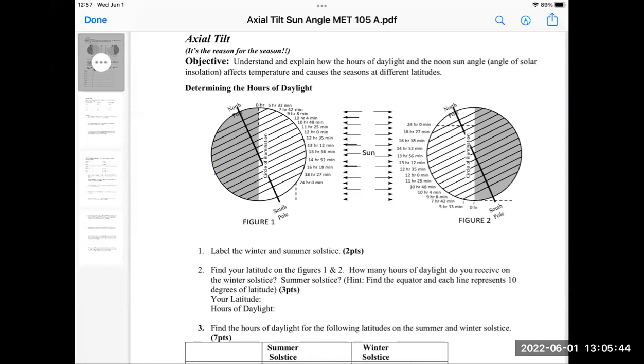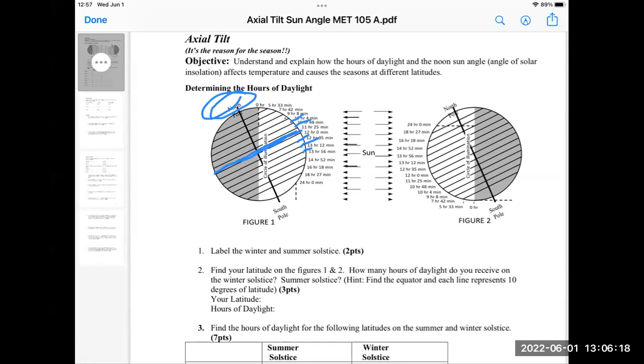On the hours of daylight, it is helpful to find the equator, which will be in the middle, and you need to determine which one is summer and which one is winter. If the North Pole is dark, it is winter, and if the North Pole is all lit up, it is summer. And once you find the equator, every line north and south of the equator represents about 10 degrees latitude.